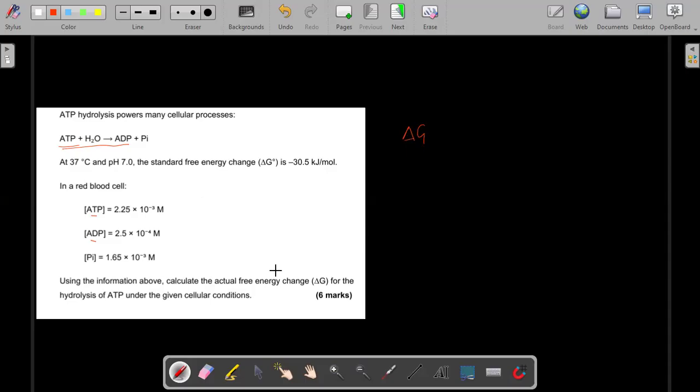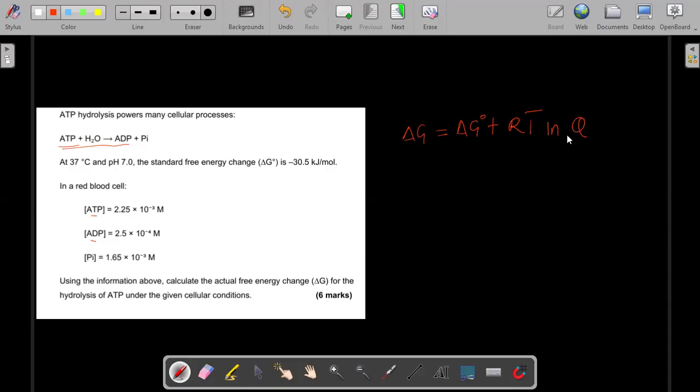We know that the Gibbs free energy is given by the standard Gibbs free energy, plus RT, where R is the gas constant. The gas constant that we're going to be using here is 8.314 joules per mole Kelvin. Then T is for temperature. Then we get the natural log of Q.